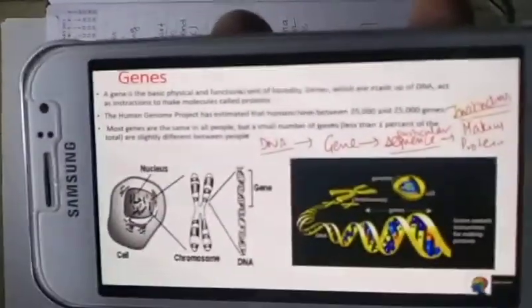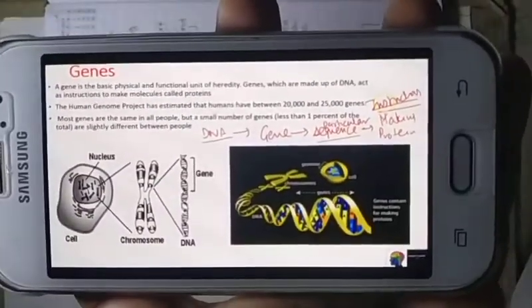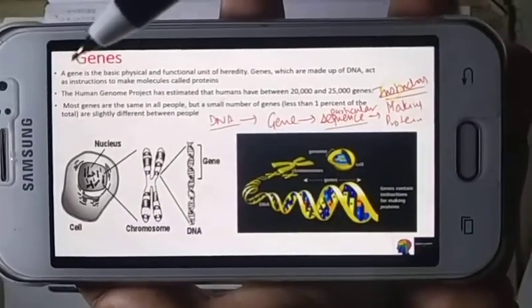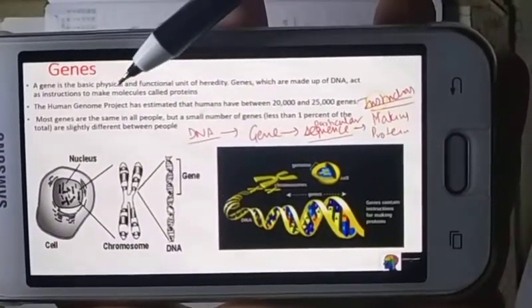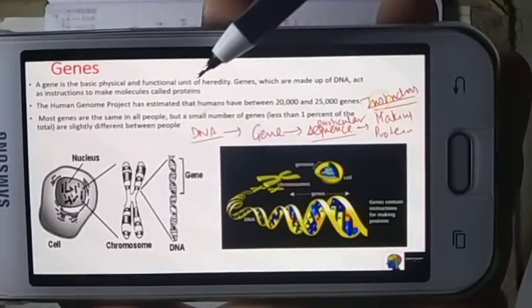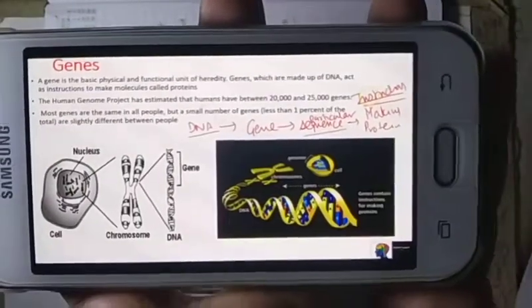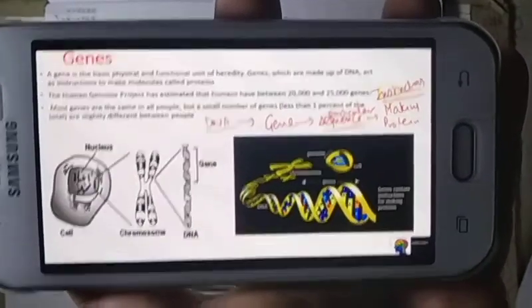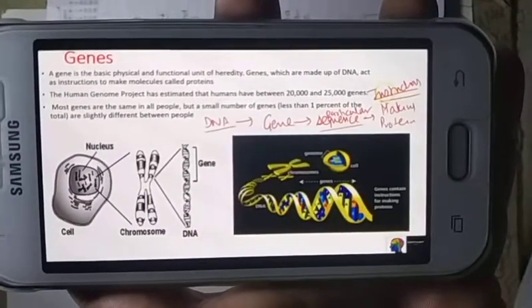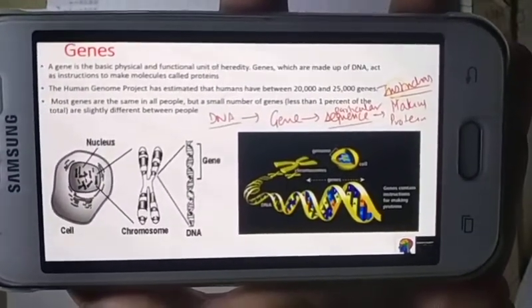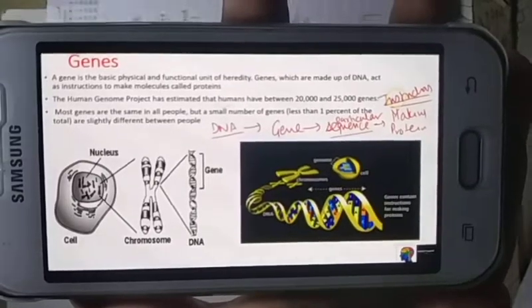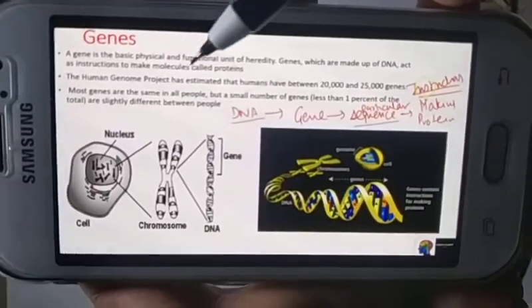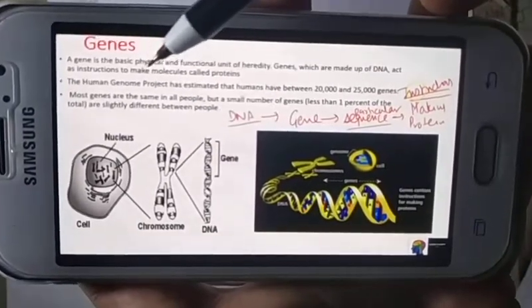Okay, so inside the DNA, now I am showing you the picture. Here you can see, so you better understand, that a gene is the basic physical and functional unit of heredity. Genes, which are made up of DNA, act as instructions to make molecules called proteins. So they act as instructions to make protein.